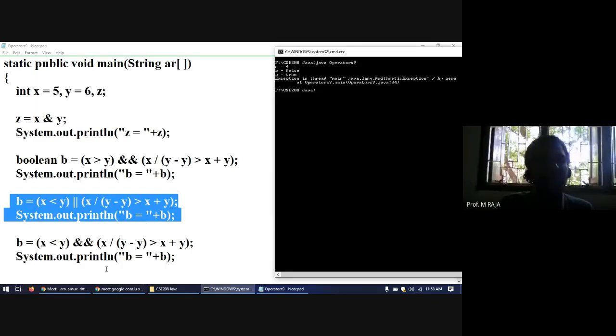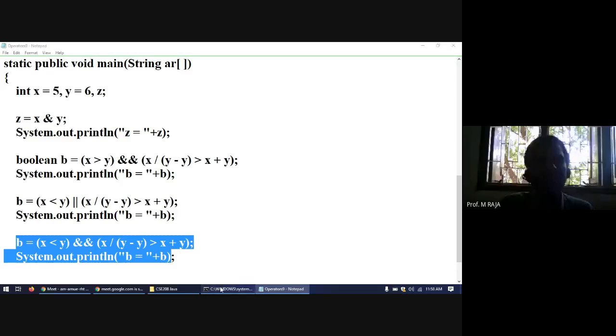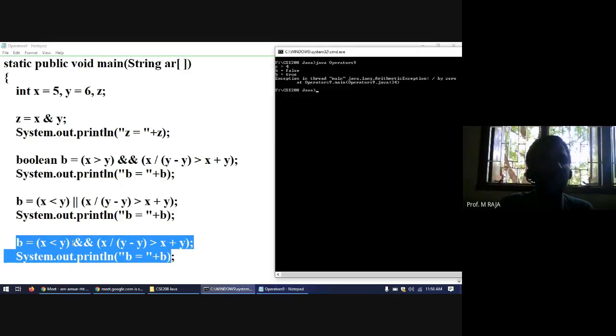Hope you understand. Then considering the last two lines of code here, what happened? Logical AND is introduced. What is logical AND? Short circuit logical AND. But unexpectedly, x less than y becomes true. Hope you understand. 5 less than 6 becomes true.